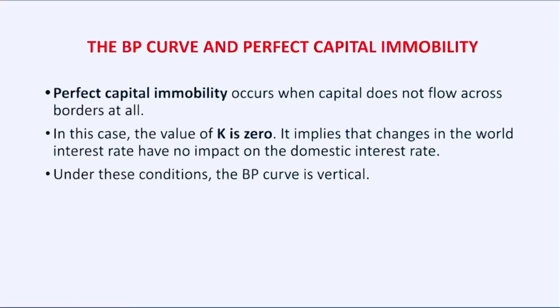In this case, the value of K, the degree of sensitivity between foreign interest rates and domestic interest rates, is 0. It implies that changes in the world interest rate have no impact on the domestic interest rates. So there is no relationship between foreign and domestic interest rates. Under these conditions, the BP curve becomes a vertical, straight line. It stands up straight rather than flat.